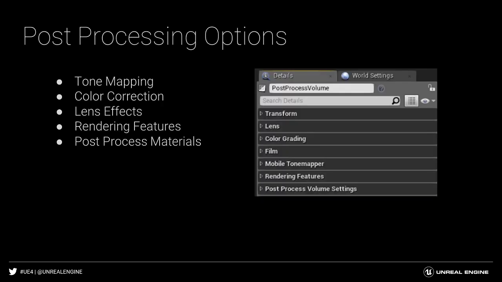These are the topics that we'll be discussing today in the webinar. We're going to start out by looking at tone mapping, which is basically like selecting a film stock for our project. After that, we'll look at the color correction controls. Then we'll look at lens effects, rendering features, which includes ray tracing options, and finally we'll talk about adding post-process materials to your scene, which allow you to add full-frame custom effects such as outlining or other stylized effects.